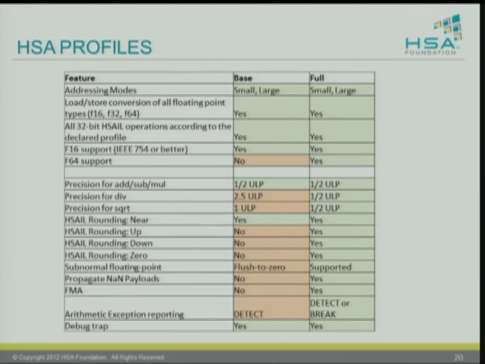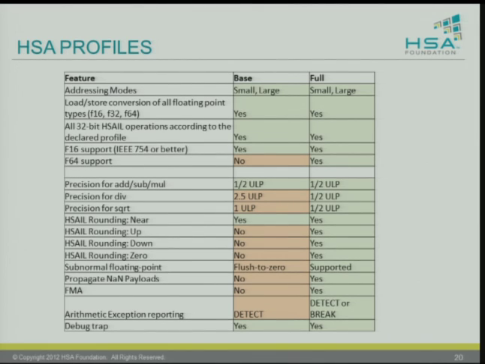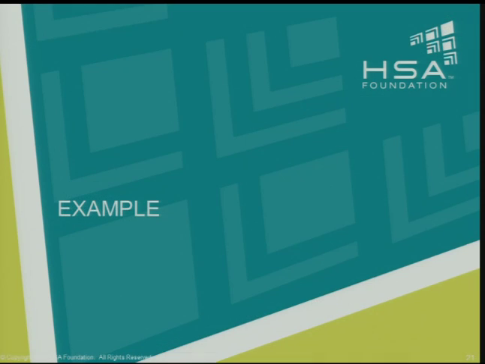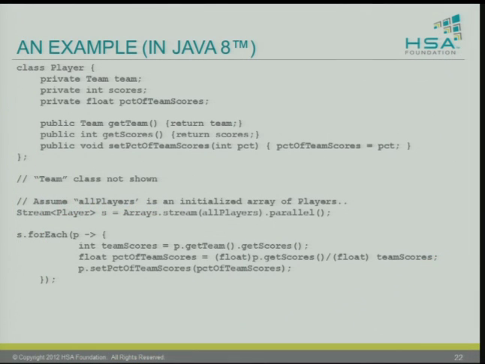So fundamentally, like I said, the base model was kind of driven by a desire by some members to provide a smaller subset of floating point, whereas the full model is targeted at the richest possible HPC style applications. Okay, I wanted to show an example to give a flavor for how HSAIL fits into a real programming model. I wanted to start with Java here.